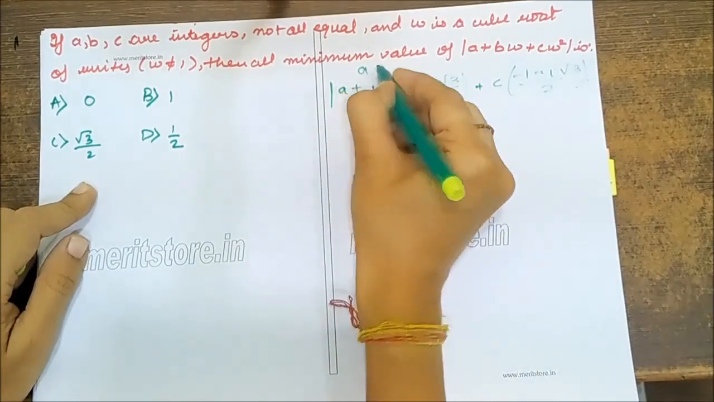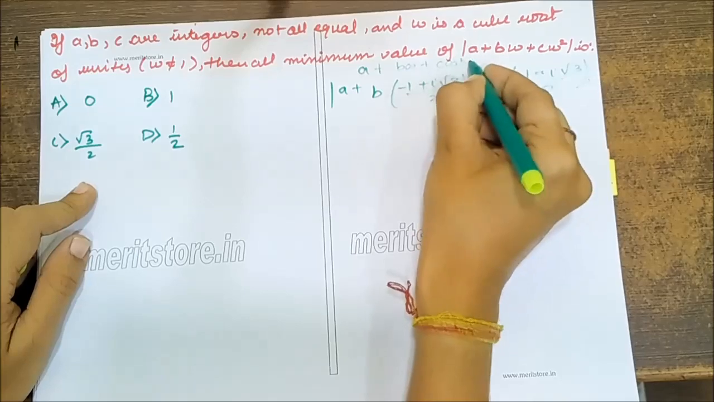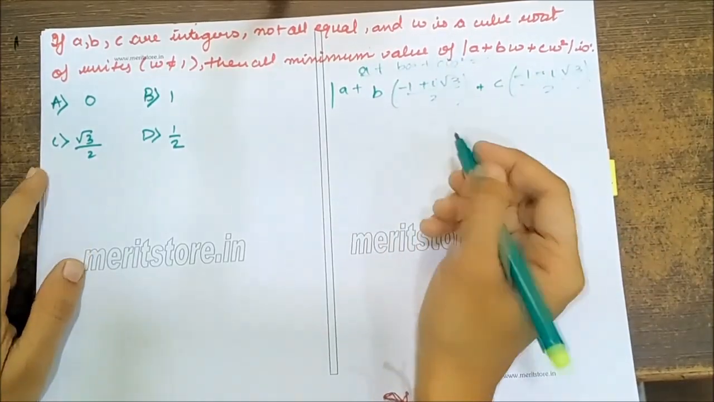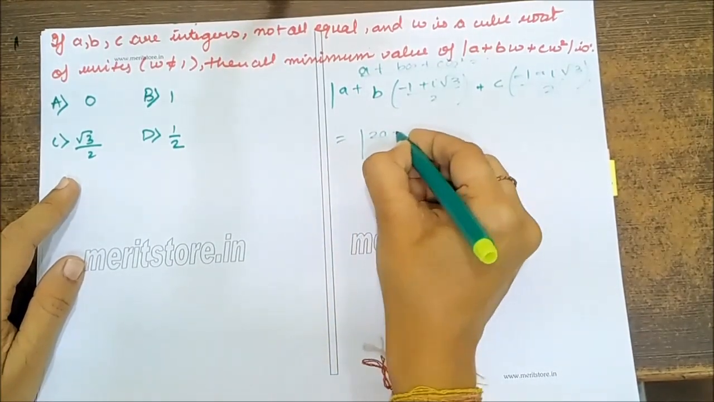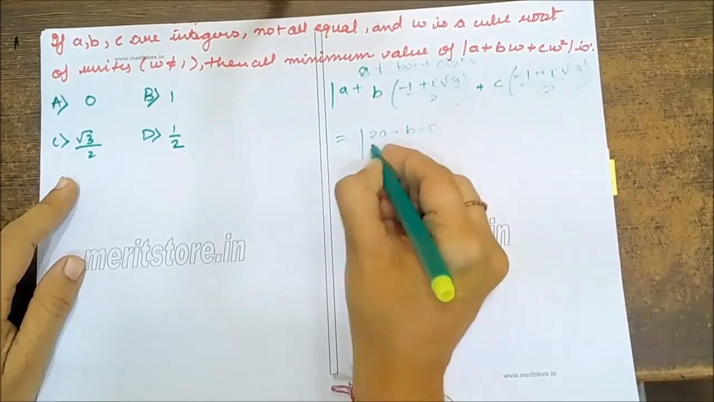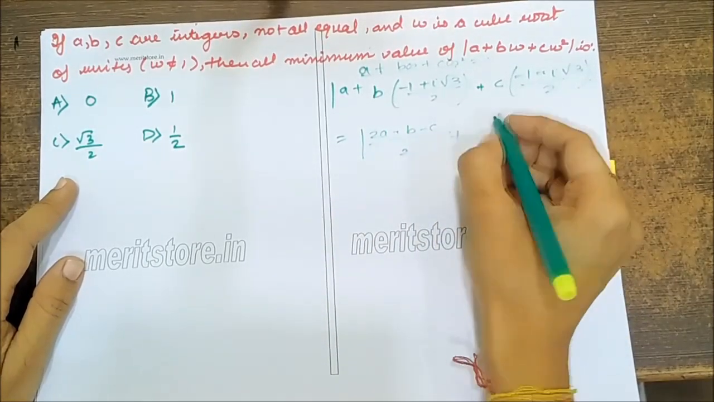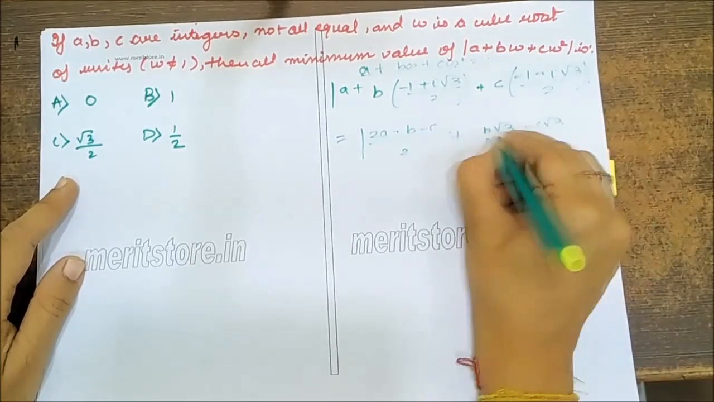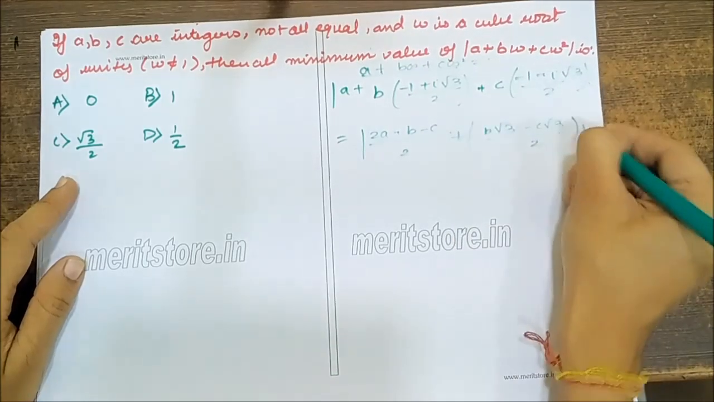How did we get this equation? You have to find a + bω + cω². So we will replace the values. After that, this is nothing but (2a − b − c)/2 + (b√3 − c√3)/2 i, where the common factor is i.